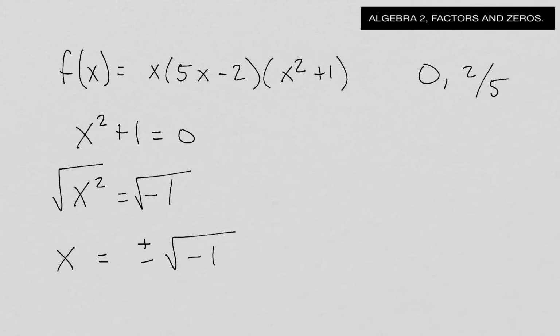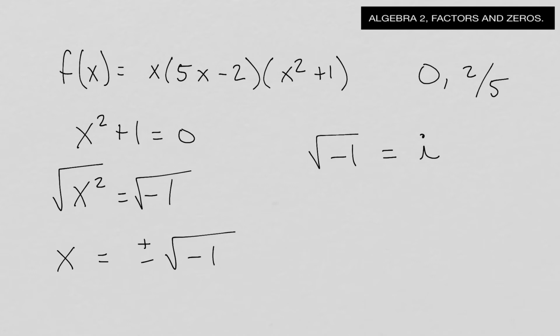And perhaps you're aware of this, perhaps not, but if you have the square root of negative 1, that equals i. That's your imaginary number. The reason why is you can't have a square root of a negative number.